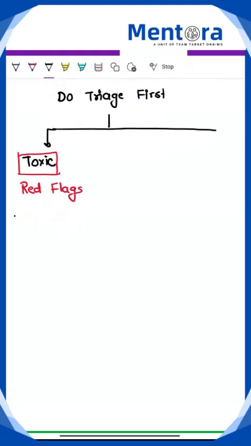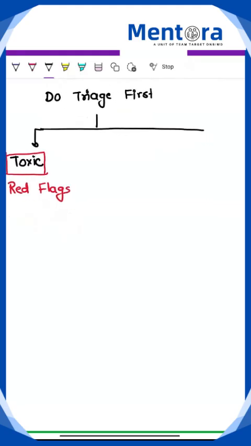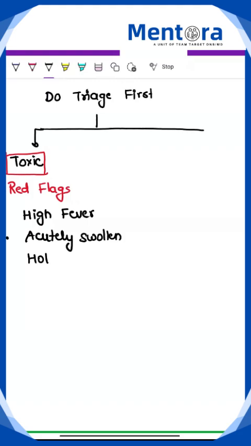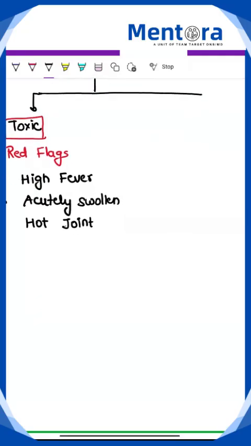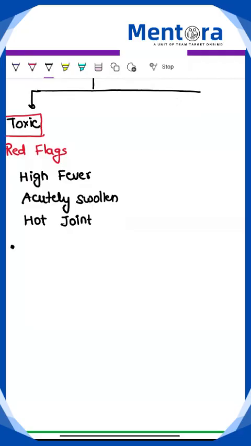What will the red flag child be showing? If child is having high grade fever, acutely swollen and hot joint, will be having swelling and it will be warm, and child is unable to bear weight, or unable to move the joint.